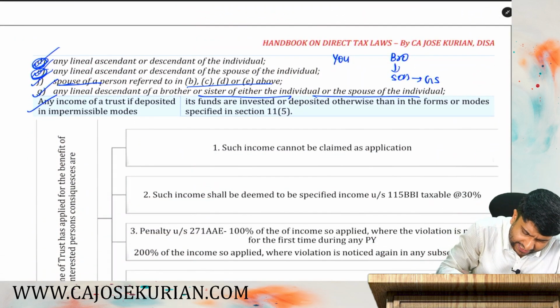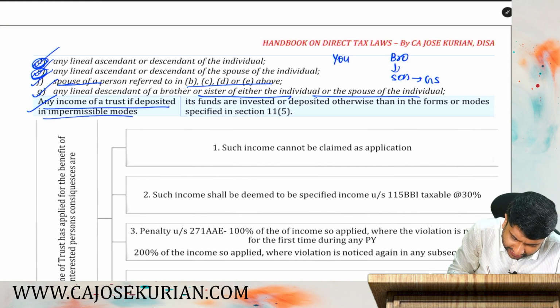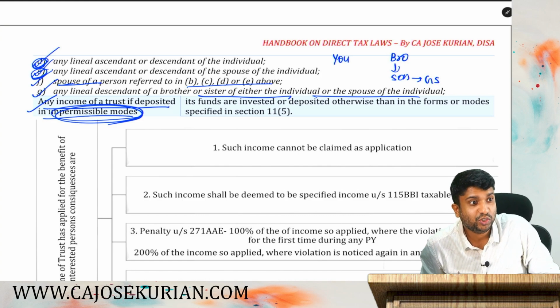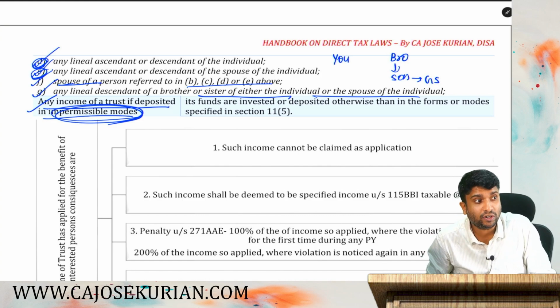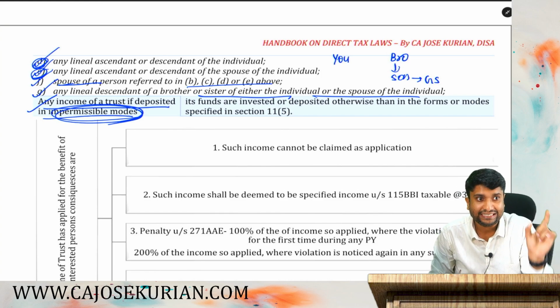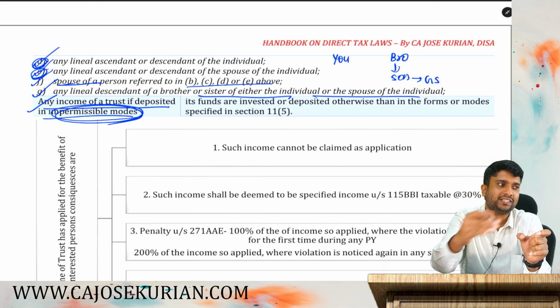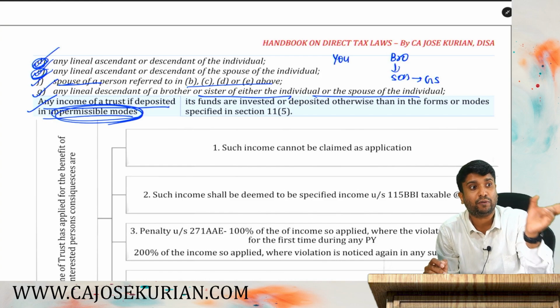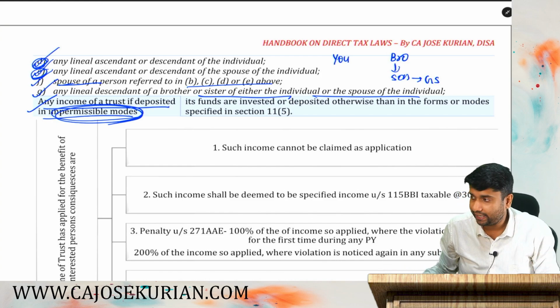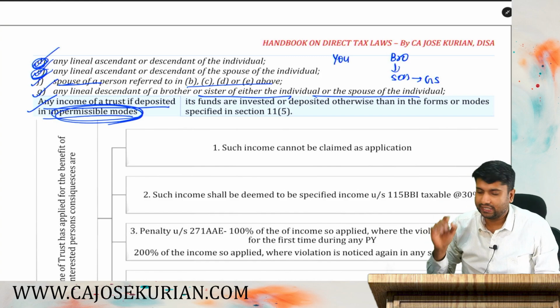Now, one more thing. Any income of a trust if deposited in impermissible modes. What is that? You are investing the amount in any mode other than those in section 11(5). Then for that amount, no accumulation, no application. That also has to be taxed separately. Are you with me? Moving on with the next thing, friends.